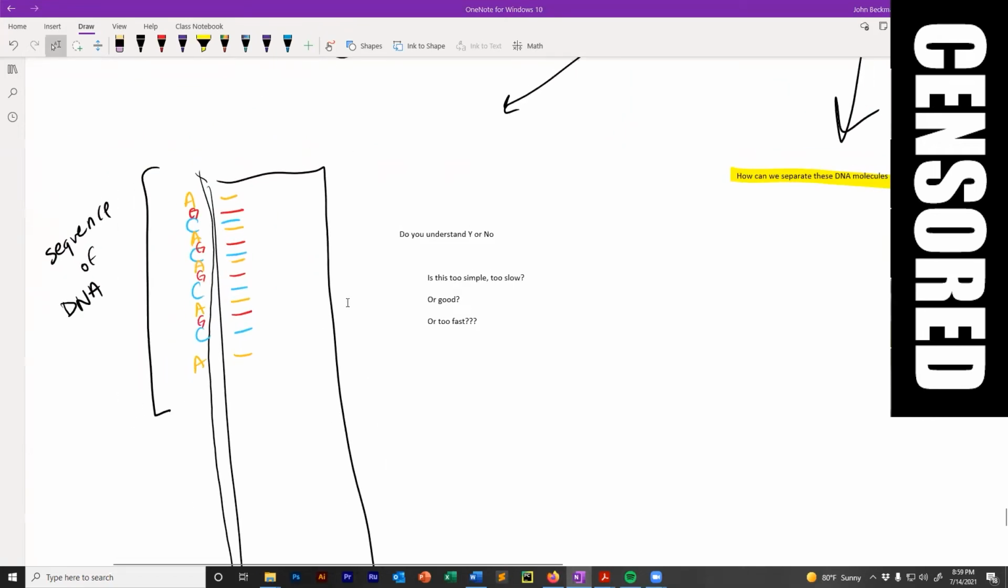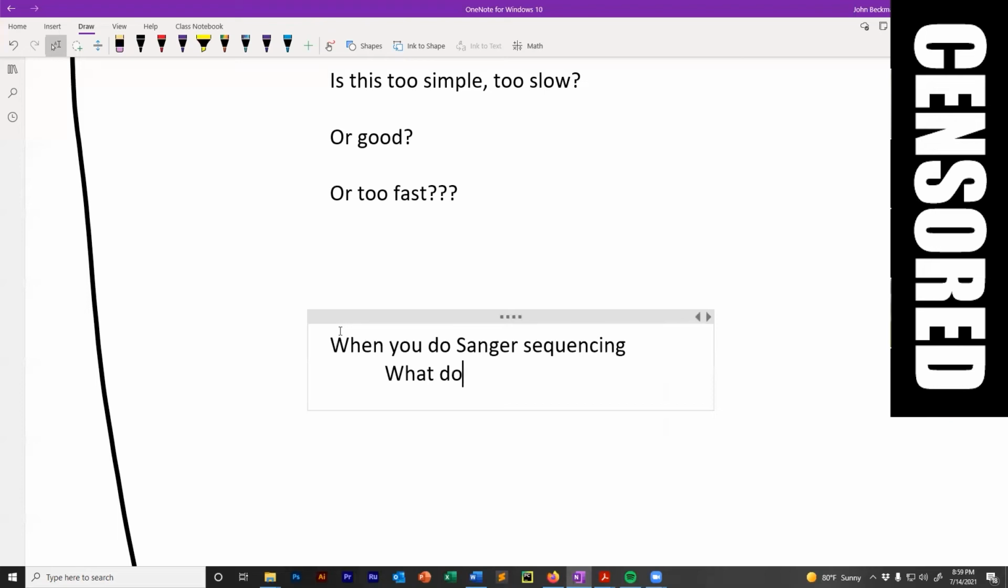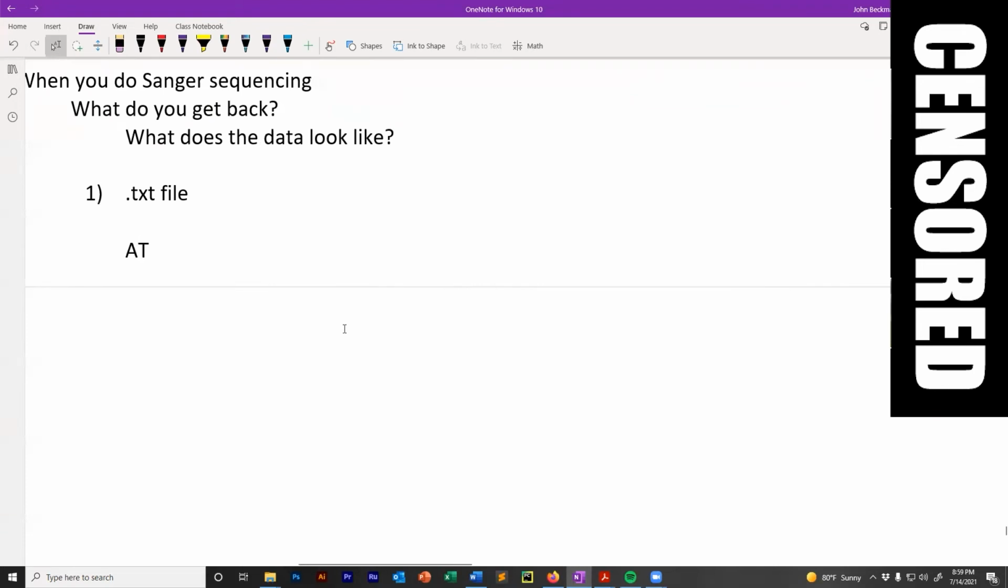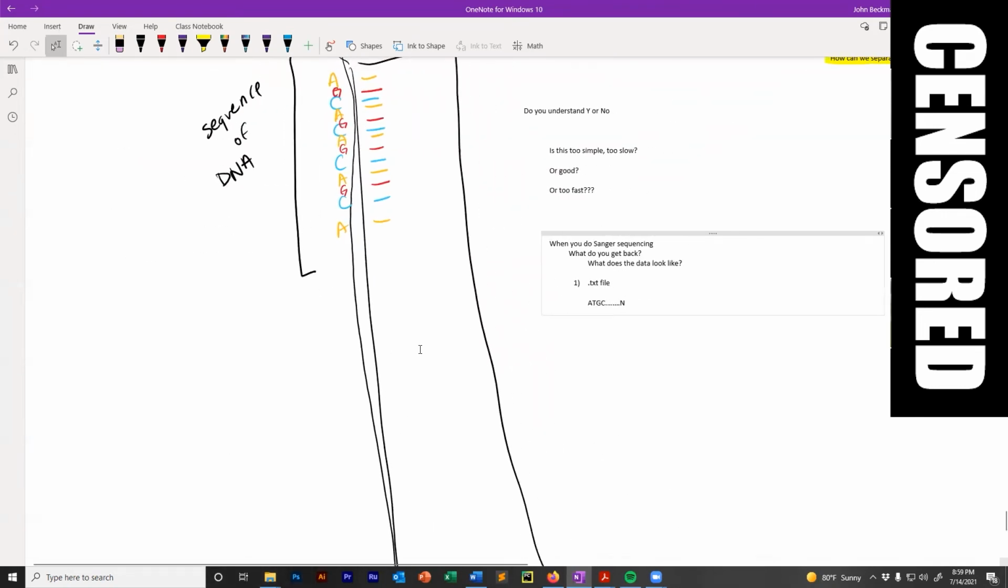So when you do Sanger, here's a question. When you do Sanger sequencing, what do you get back? What does the data look like? You get two different types of things. One, you get a .txt file, which is the A, T, G, C, etc., to N. And this text file comes directly from this process. So you get a text file with the sequence.